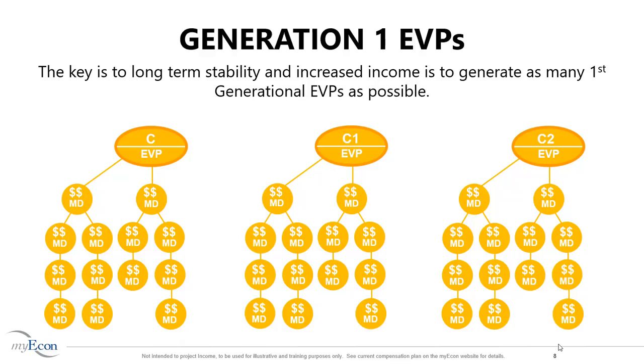Once a marketing director promotes out of your base shop, they become a first-generation EVP. You need first-generation EVPs to rank advance. These first-generation EVPs are going to keep growing. As they grow their own teams, you will receive generational overrides based on your rank. Every time someone joins myEcon in your generations, you get paid generational overrides, product sales commissions, and dream team residuals.